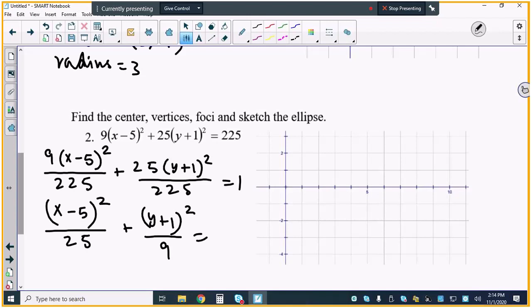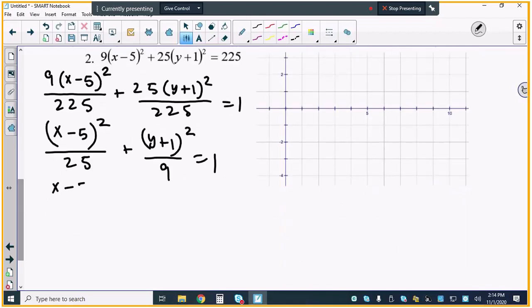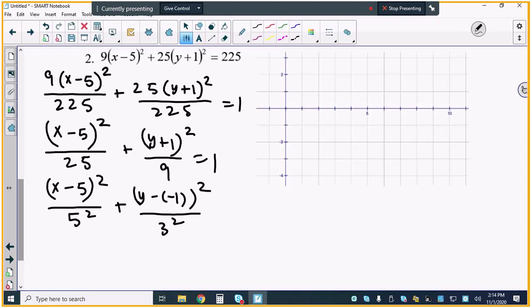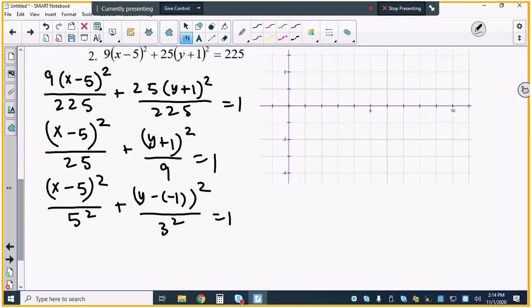So write them as squares. So you say (x minus 5) squared over 5 squared plus, at this point write it as (y minus negative 1) to give it the standard form, squared over 3 squared equal to 1. So a is 5, which is greater than 3, and that is b. So the major axis is horizontal.